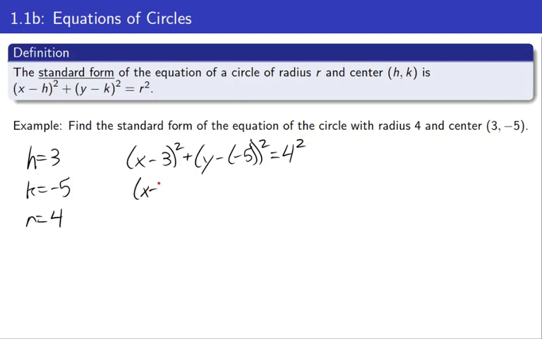First one I'll leave alone. Nothing to change here. y minus negative 5 is the same thing as y plus 5. And 4 squared is 16. And that's it.